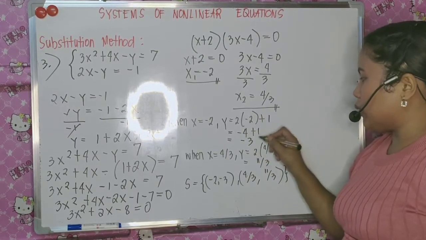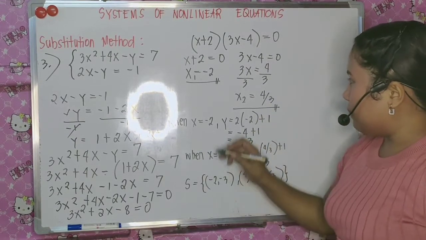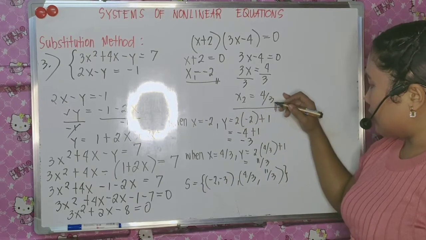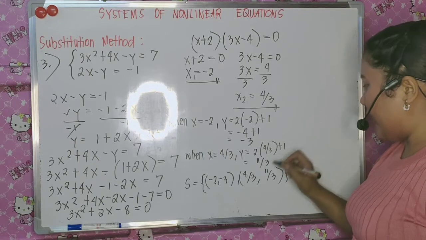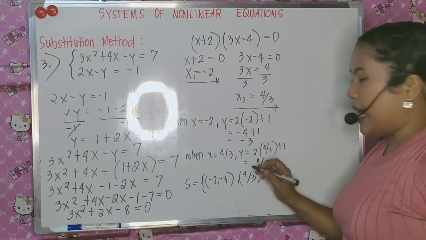So, negative 4 plus 1, we have negative 3. Then, gamitin natin yung x sub 2 na 4/3. So, copy 2, then yung x palitan ng 4/3 plus 1. So, simplify natin. Our answer is 11/3.